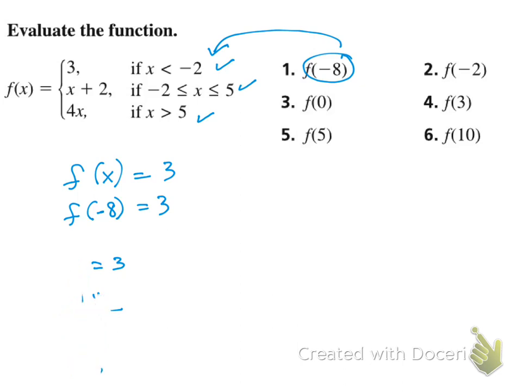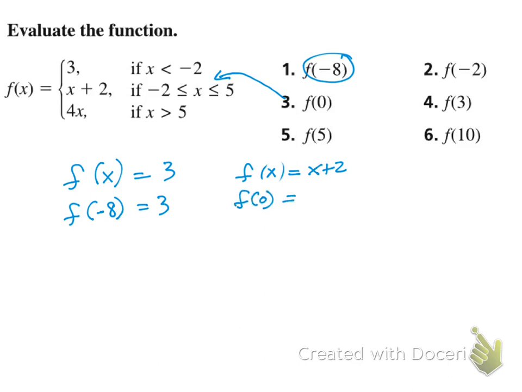Now, the next one. Which domain does the f of 0 fit into? Jamie? x plus 2. So 0 is between negative 5 and so that would be the f of 0 equals, I'm going to use the f of x first. f of x equals x plus 2 because it fits in that second domain, so the f of 0 equals 0 plus 2. Okay, I want you guys to finish the rest of these.